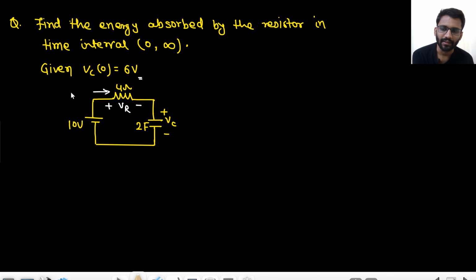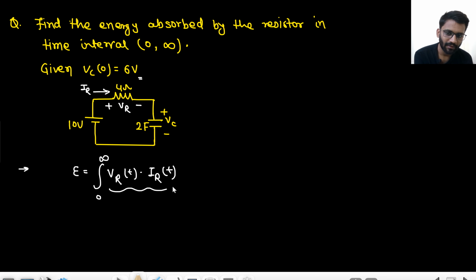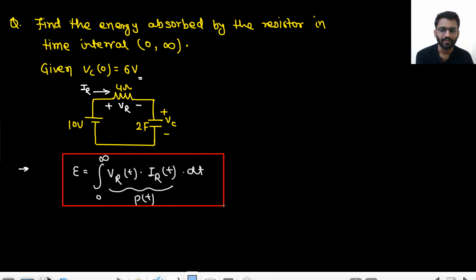the current through the resistor is IR. In any question, if they are asking about the energy absorbed, you never remember any formula. Never ever remember any formula. You just do one thing. They are asking about energy absorbed, right? You will write energy absorbed, then you will write the time interval. They are asking from 0 to infinity. Then simply VR(t) into IR(t). This is power, right? Into dt. This simple integration you need to do, and this will be your final answer.